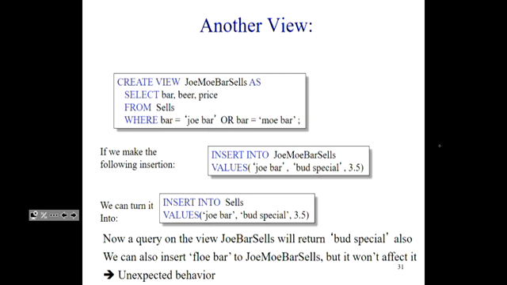So if instead the view was bar, beer and price, so Joe Mo bar cells is bar, beer and price from cells where bar is equal to Joe bar or bar is equal to Mo bar, and I make an insertion Joe bar, Bud special and 3.5. Remember that here I need to identify the bar that I'm adding. This is easy to translate into an insertion on cells. It's the same tuple that gets added to cells. I don't need to add any nulls, no worries on that front. Now a query on the view Joe Mo bar cells will return the Bud special tuple as well.